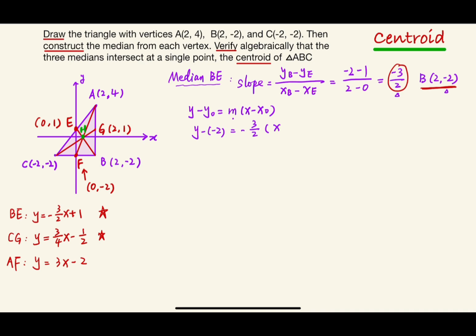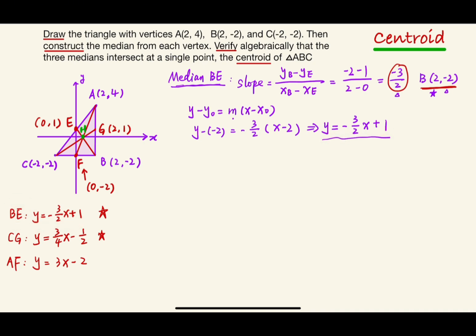X is x. X0 should be positive 2. After reorganizing this equation, we can figure out the equation should be y equal to negative 3 over 2 x plus 1. This is the equation for this median BE. So we put this equation here. It is median BE's equation.